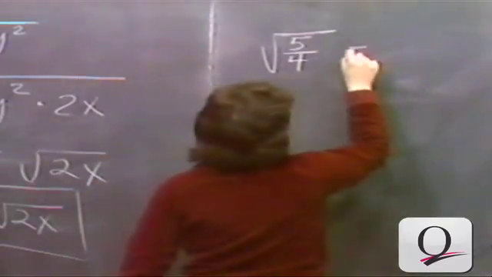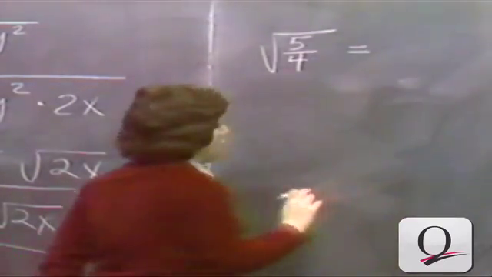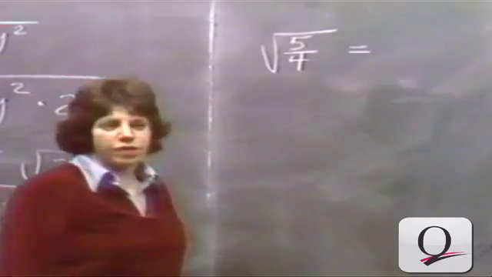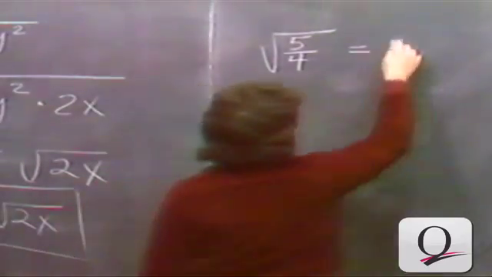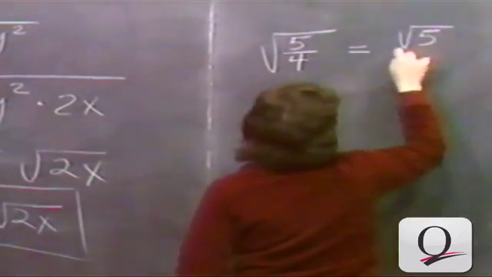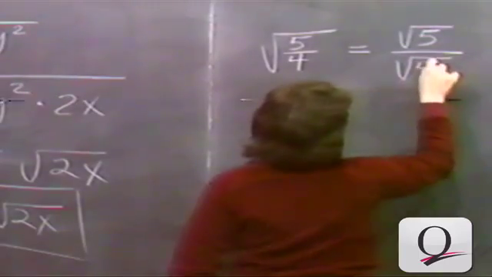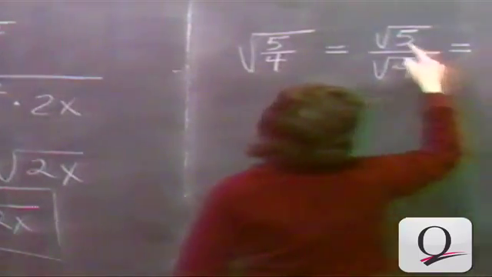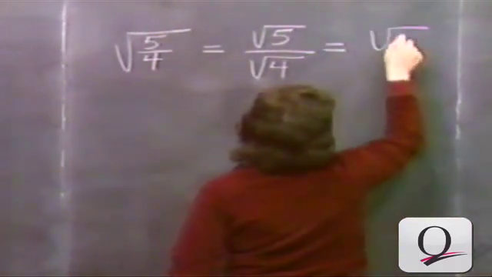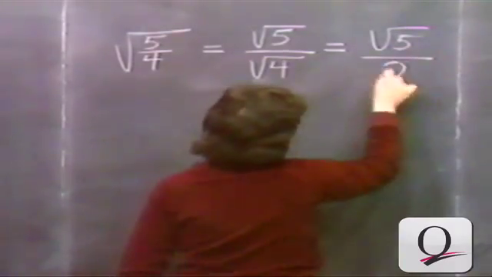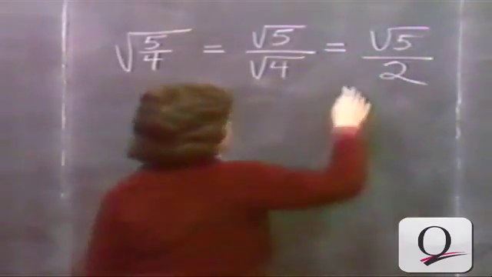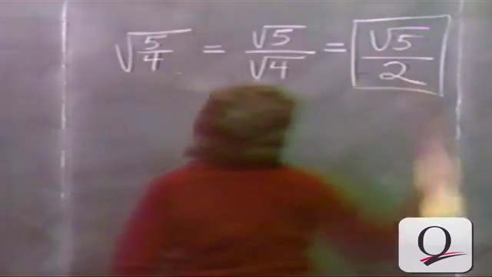Okay? We're going to make use of the second property of radicals that I gave you, that the square root of a fraction is the square root of the numerator over the square root of the denominator. In doing that, we see that we can write this as the square root of 5 over the square root of 4, which is just 2. We now have this in simplest radical form.